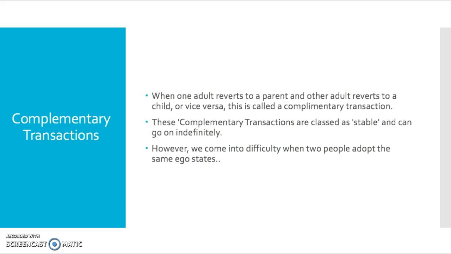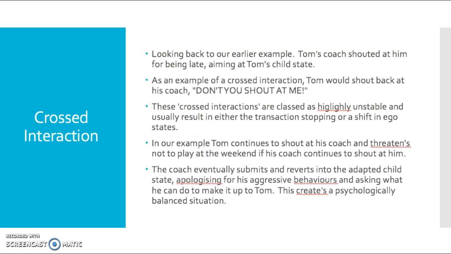So these complementary transactions are classed as stable when it comes to psychology and therapy, and can go on indefinitely. So imagine that you're always the child to your parent. You're always going to act as a child, and then your parent's always going to respond accordingly. You know, they might reward you, and they might talk over you, they might be nurturing, but they're still going to have that relationship. However, we come into difficulty when 2 people adopt the same ego states. I've got an example for you next.